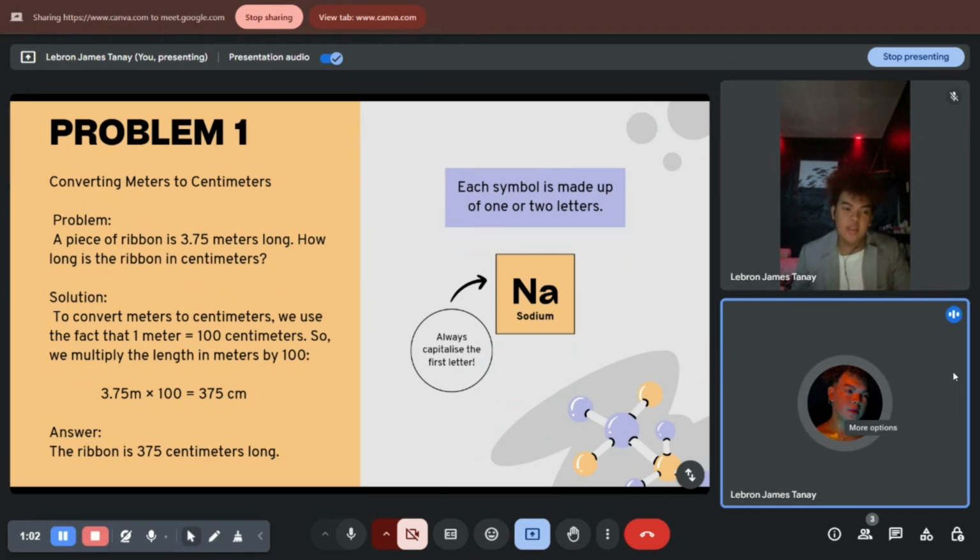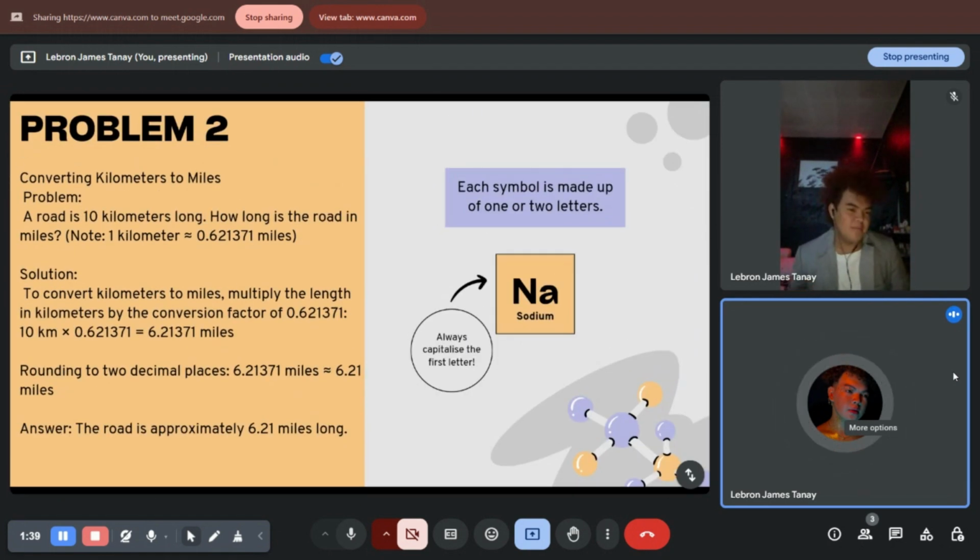Problem number 1, converting meters to centimeters. Problem: a piece of ribbon is 3.75 meters long. How long is the ribbon in centimeters? The solution we're going to use is to convert meters to centimeters. We use the fact that 1 meter is equal to 100 centimeters, so we multiply the length in meters by 100. So 3.75 times 100 is equal to 375. The answer is the ribbon is 375 centimeters long.